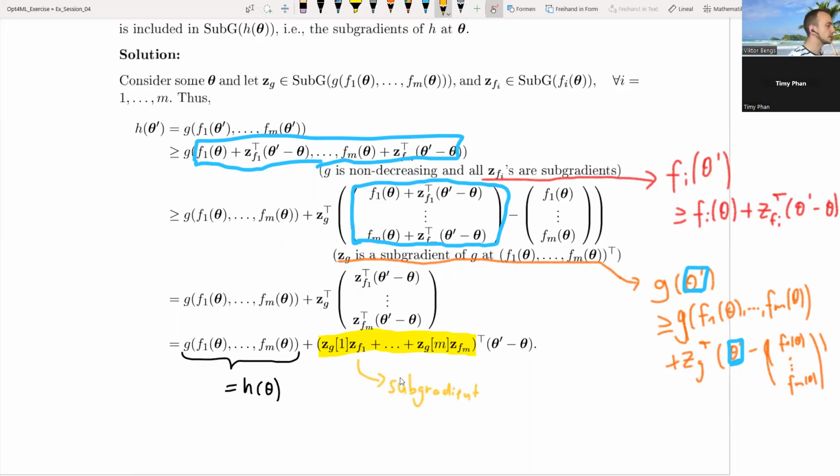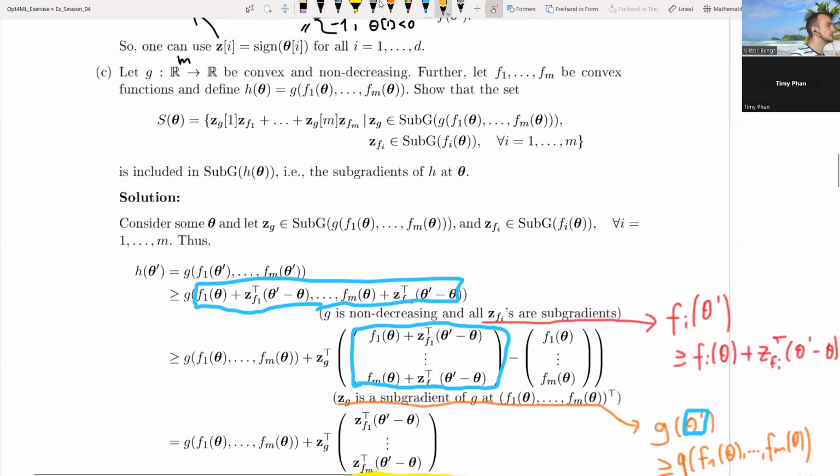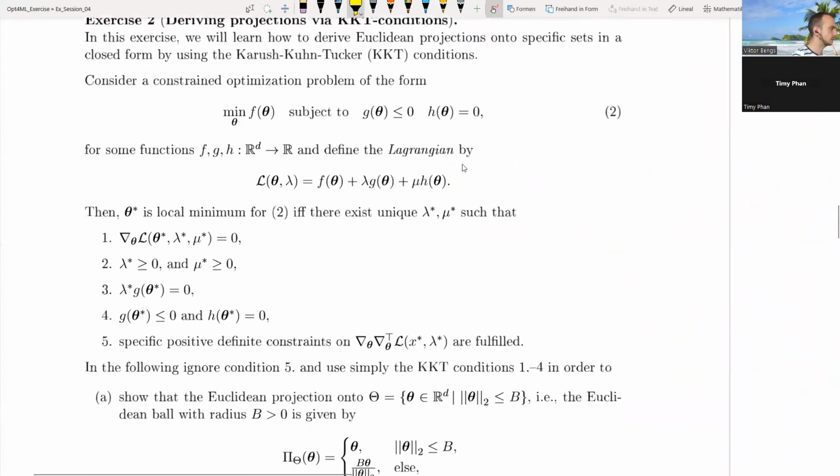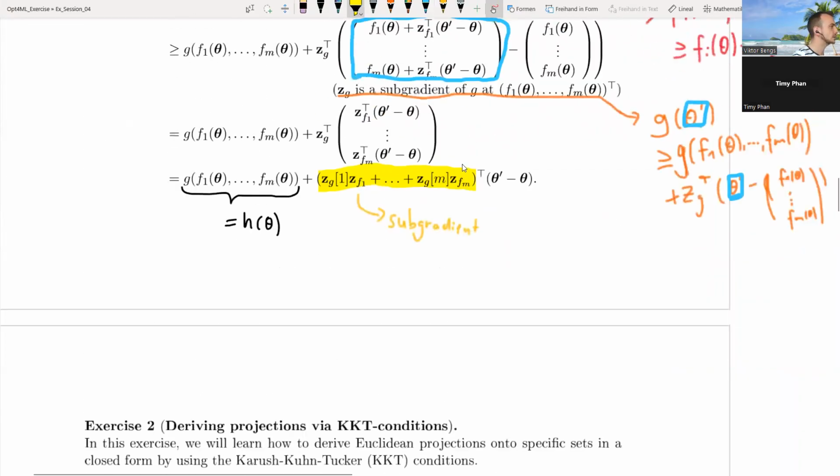But this combination is exactly what we have in the set S of theta, where we again only use these two properties, that zg is a subgradient of the function g evaluated at these points, and the z fi's are subgradients of the fi's at theta. Okay, good. Then let's go on with that.